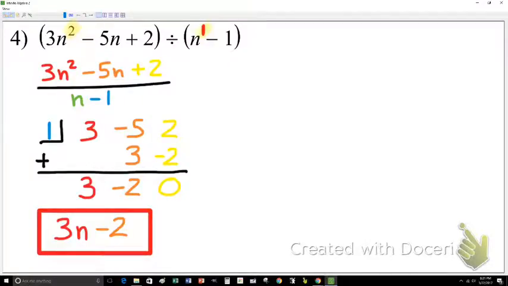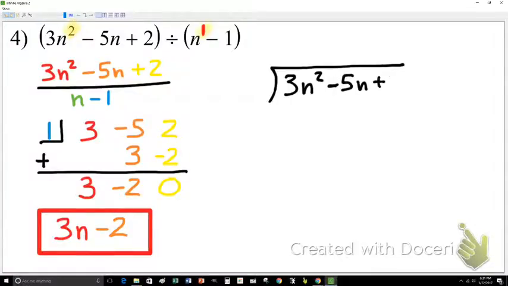We're going to go ahead and do long division now with this polynomial. So we're going to take that trinomial we have there, and we're going to place that inside our division symbol here. So we're going to take the dividend, which is our trinomial, 3n squared minus 5n plus 2, and place it inside there. And then we're going to take the binomial n minus 1, and it goes on the left side there.